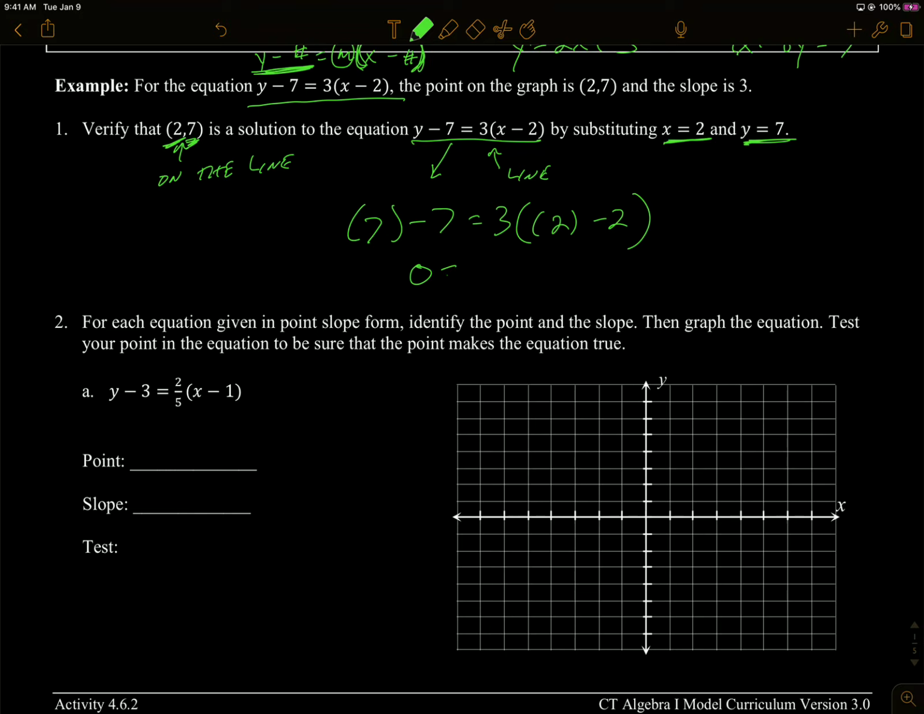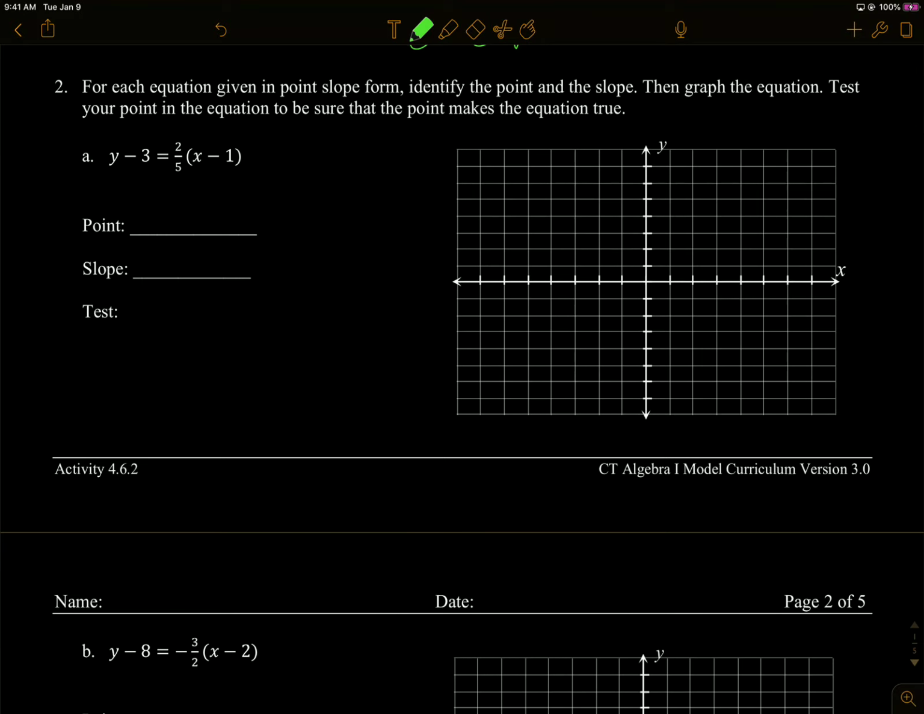7 minus 7 is 0. 2 minus 2 is 0, and 0 times 3 is 0. True statement. So 2, 7 is, in fact, on the line. Okay, so that's how we verify.